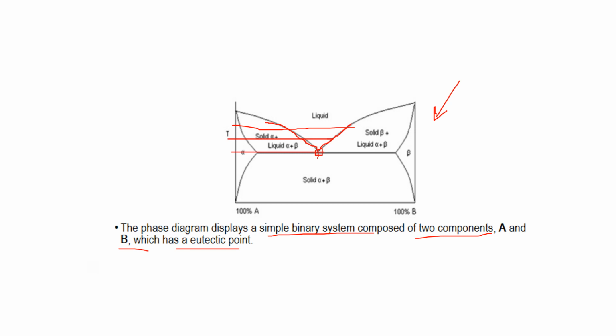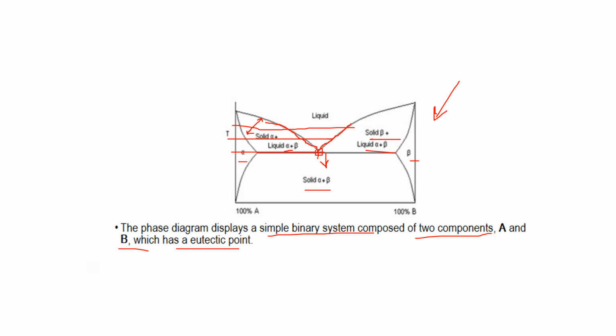Over here in this region is the alpha solid solution, and in this region the beta solid solution. We will define all these boundaries. In the region between the liquidus line and solidus line, there is a mixture of solid and liquid: alpha plus liquid, and beta plus liquid. Below the eutectic point, solidification of both solids occurs, solid alpha plus beta.